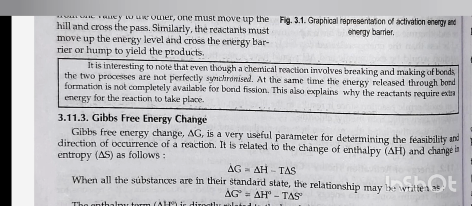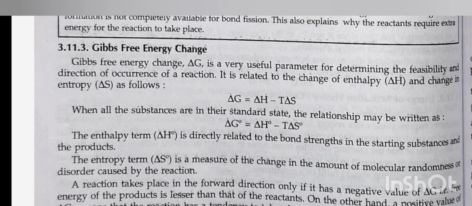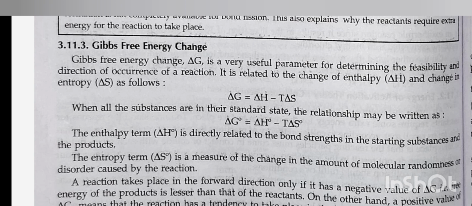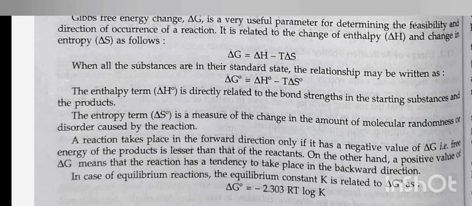Gibbs free energy change. Gibbs free energy change, del G, is a very useful parameter for determining the feasibility and direction of occurrence of a reaction. It is related to change of enthalpy and change in entropy as follows. Del G is equal to del H minus T del S. When all the substances are in their standard state, the relationship may be written as del G naught is equal to del H naught minus T del S naught.